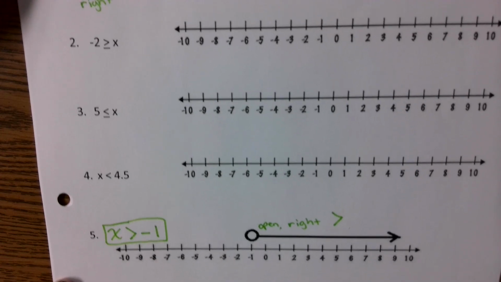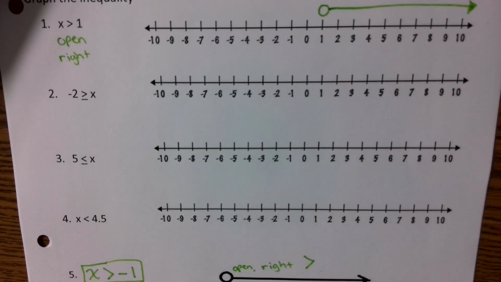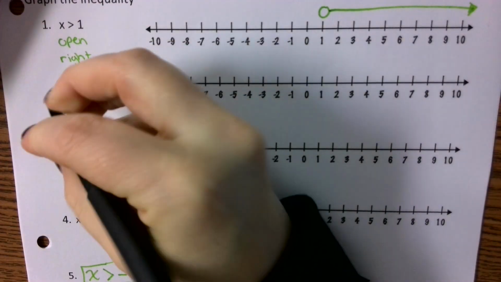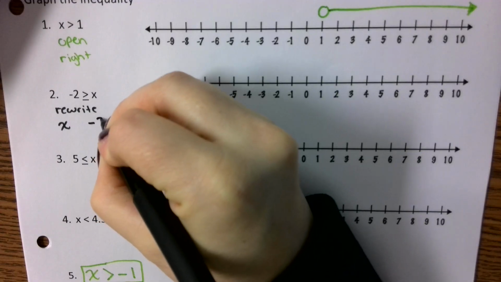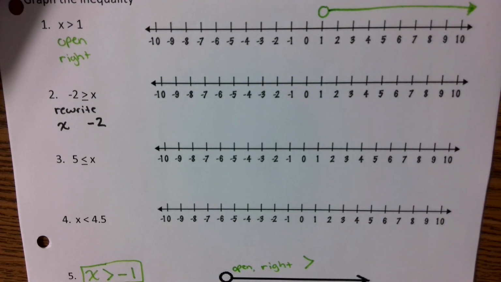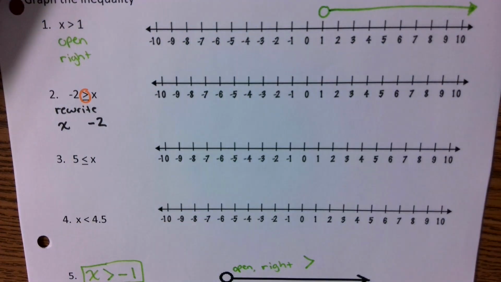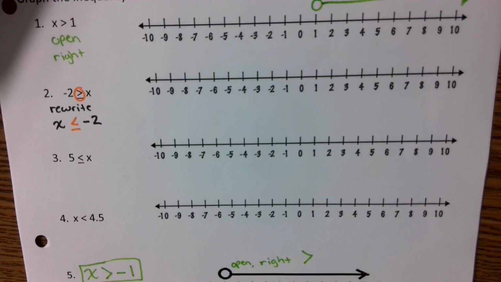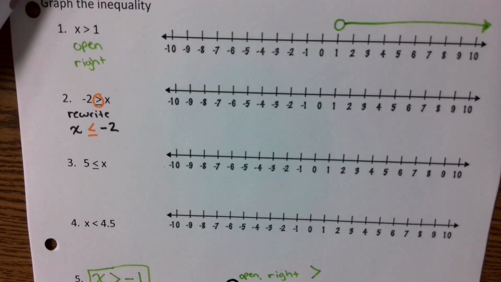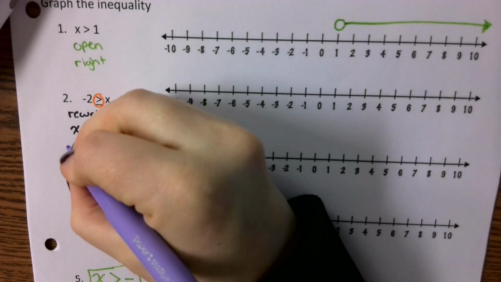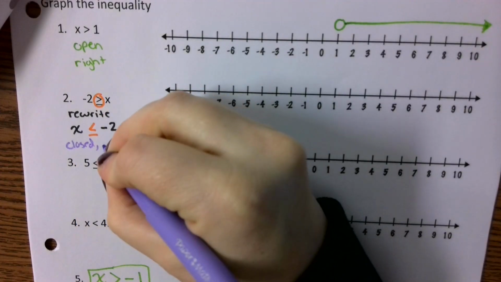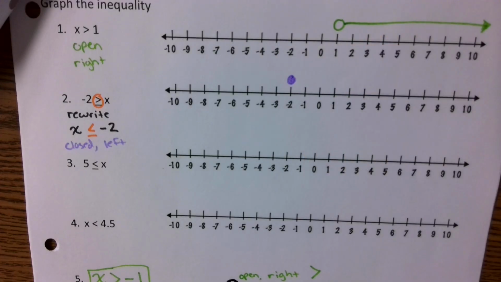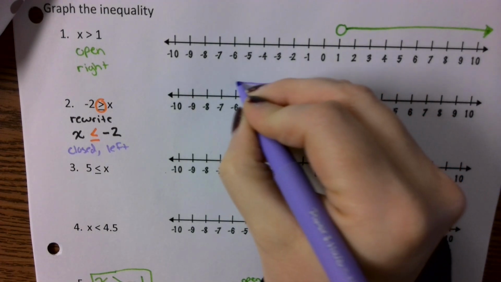Okay, so taking a look here for problem number 2, the first thing that you should have done was a rewrite. Please don't forget that when you do the rewrite, you are not only reversing the order that you're writing the variable and the number, but you are also having to flip the inequality. So that inequality is no longer a greater than or equal to, it is now a less than or equal to. With the less than or equal to, we are now dealing with a closed circle, and it's graphing itself to the left. So at -2, you should have a closed circle filled in and graphing itself all the way to the left.